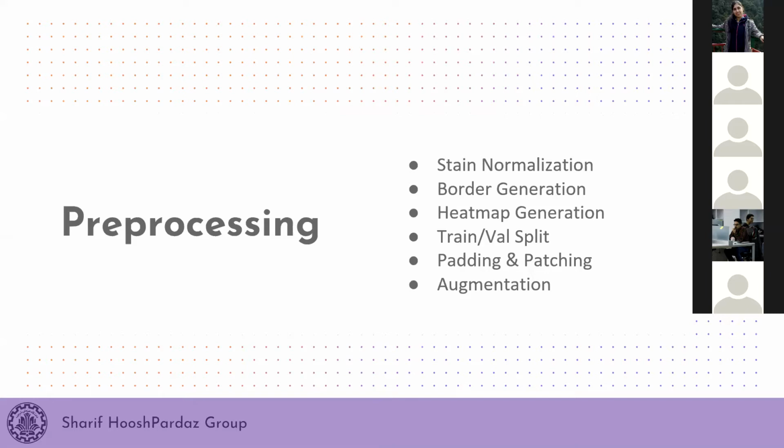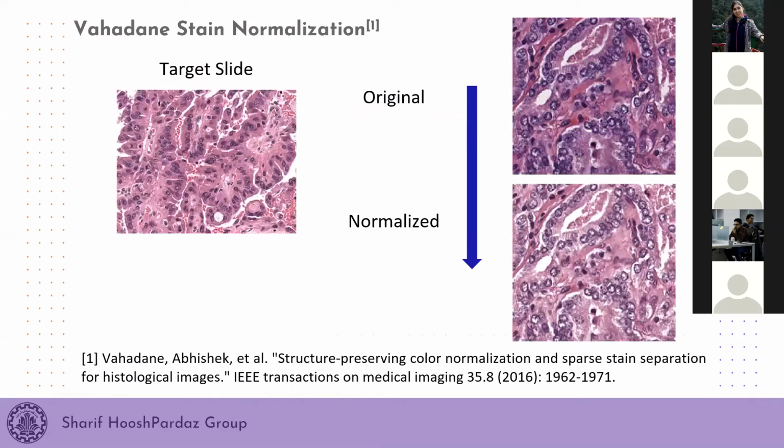So we used the Vahadane stain normalization method to omit the stain variation residing in the histopathology slide. On the left side of this page, you can see the slide we used as the target in the normalization process. And on the right side is an example of the normalization applied on another slide. We applied this step in all versions of our algorithm.